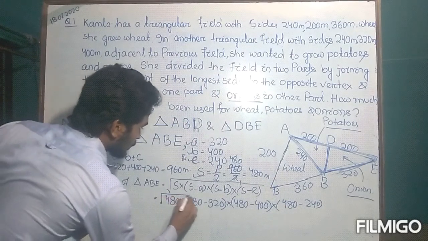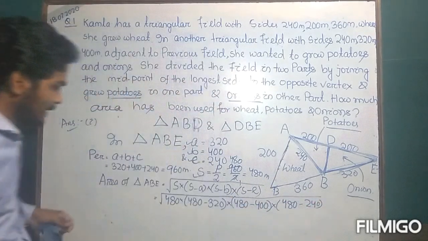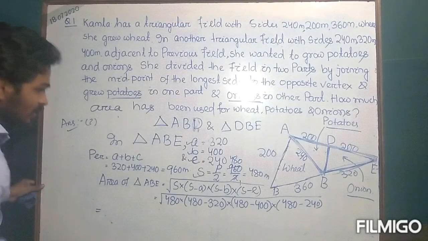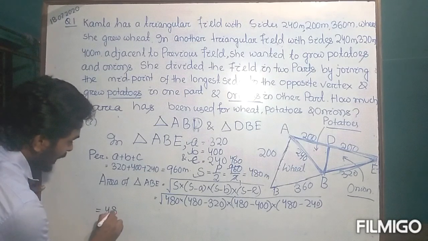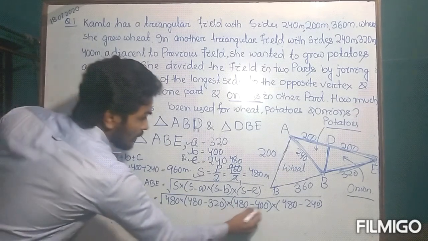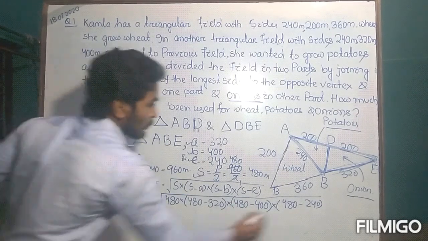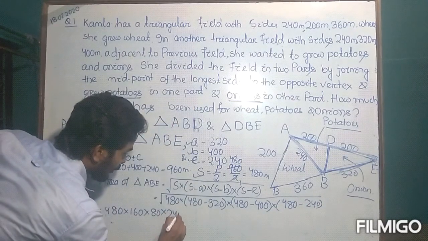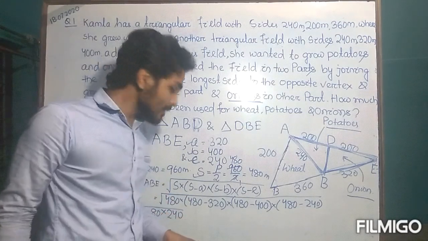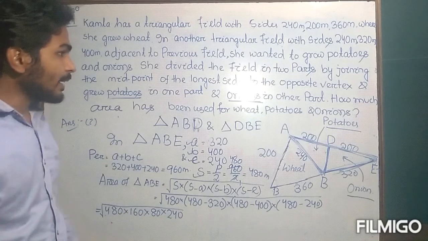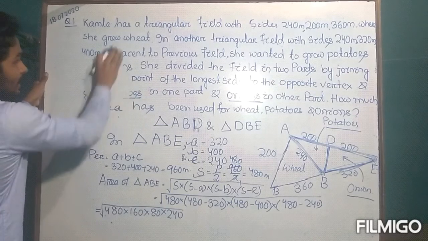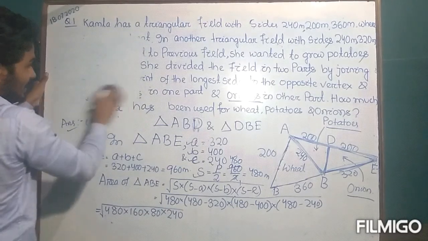Okay, you need to factorize it. So it will be, I am writing this from left. So 480 into 480 minus 320 is 160, into, this is 80, into 480 minus 240 is 240. Now you can do what? You can factorize each term. First factorize 480. Since there is no space, I am factorizing it here.